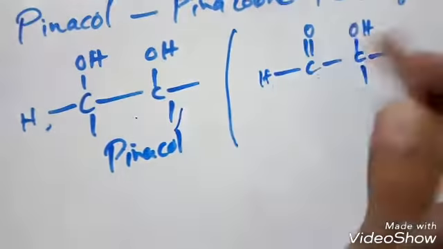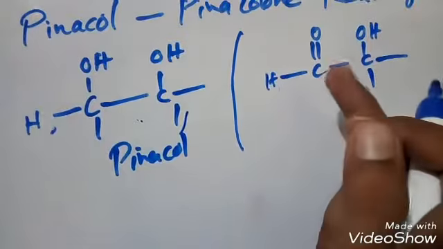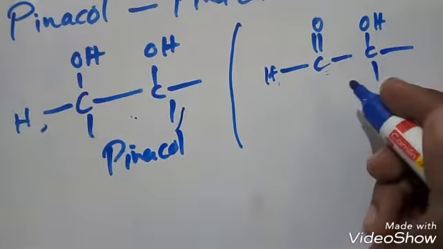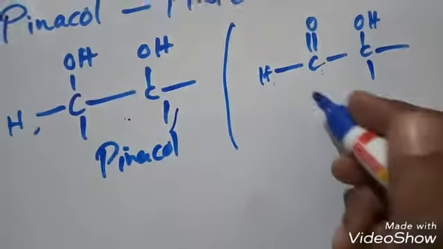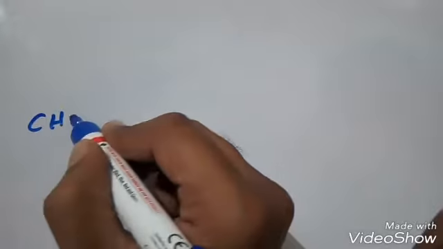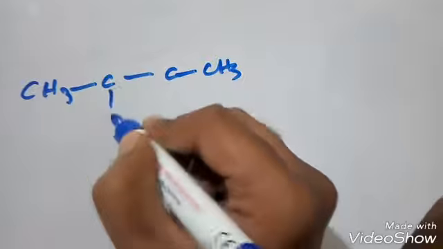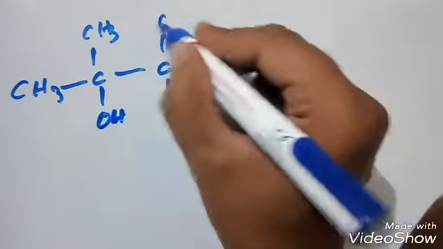So the point is that in this reaction, pinacol converts to its derivative aldehyde and ketone. So we are going to study how this reaction actually happens. We will take one example. In this example, we will take this molecule: CH3, C, CH3, then here OH and OH, here CH3 and CH3.